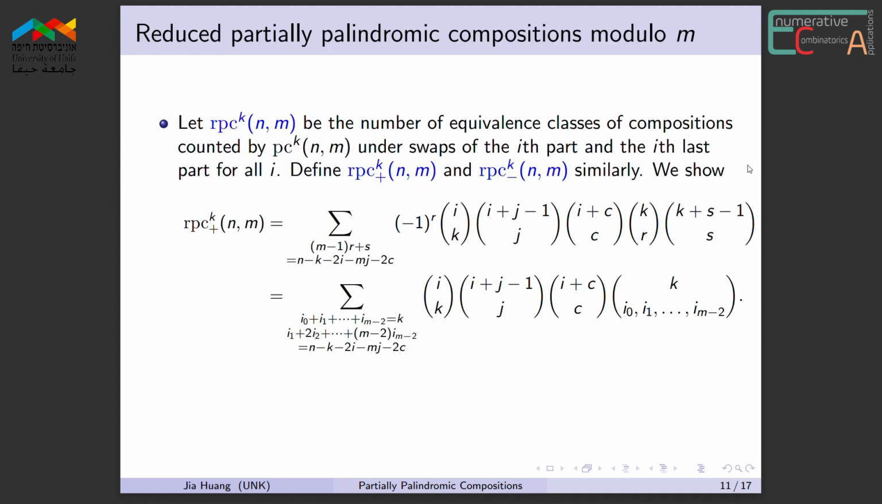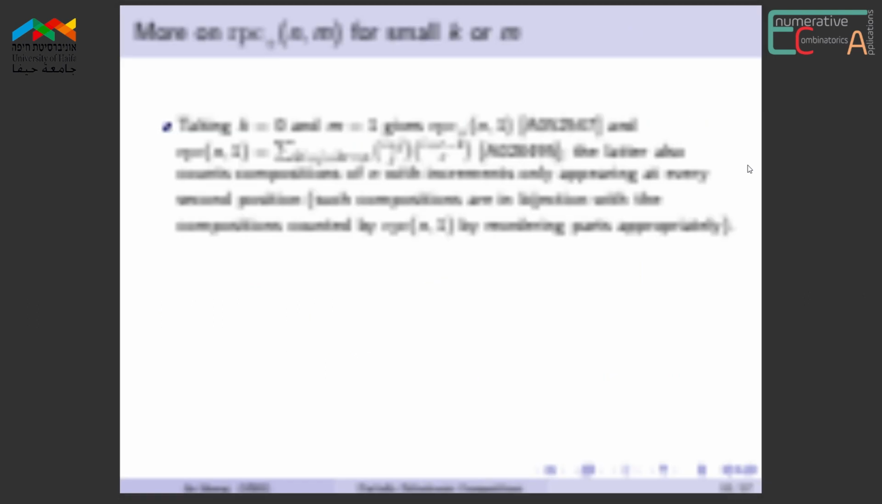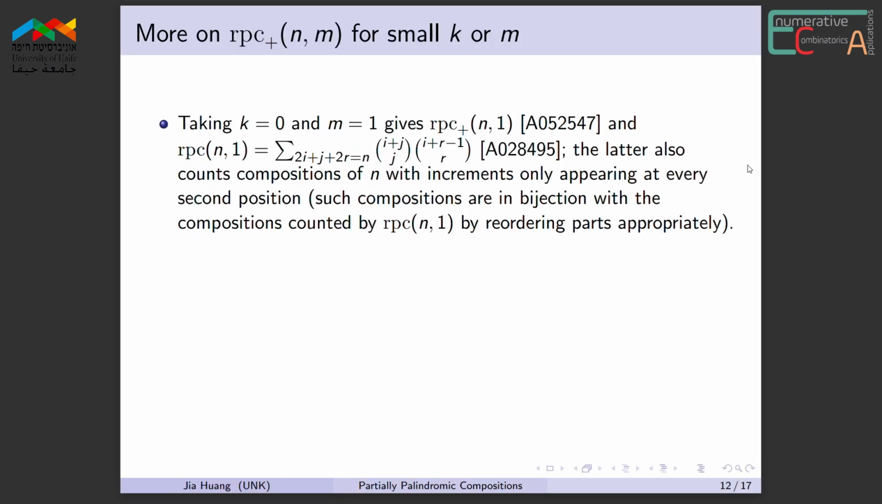And then we are going to study reduced partially palindromic compositions modulo M. And we get closed formulas that are a little more complicated than before. And we can take k to be 0 to have some simple formulas, or m is 1. There's some connections with known sequences in OEIS that have some other kind of interpretations.